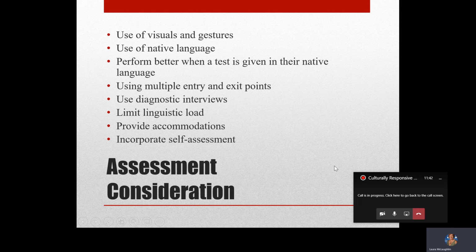When you're thinking about assessing, children use a variety of visuals and gestures. Think about using their native language. Remember that children perform better when a test is given in their native language. Use lots of different multiple entry and exit points. Use diagnostic interviews. Limit the language and linguistic load. Again, take out any unnecessary language. Provide accommodations and incorporate self-assessment as an assessment.